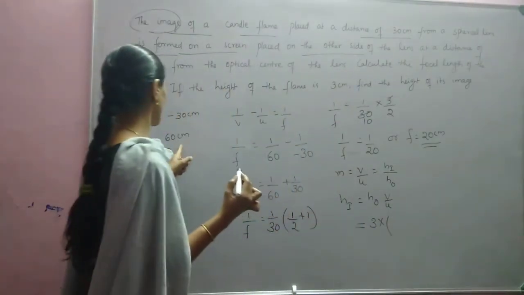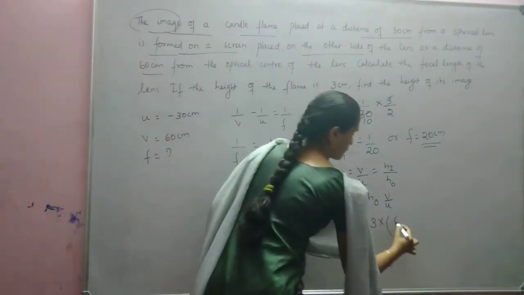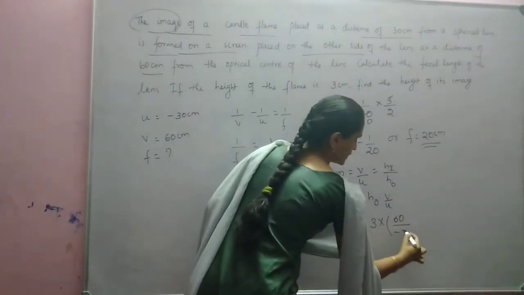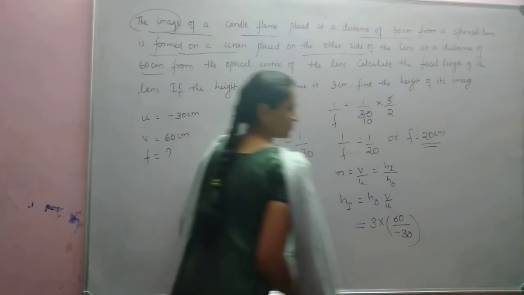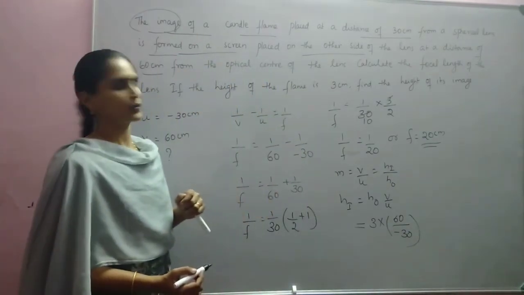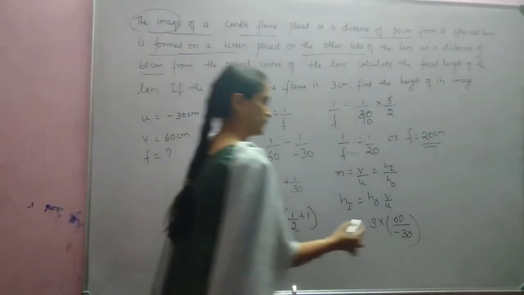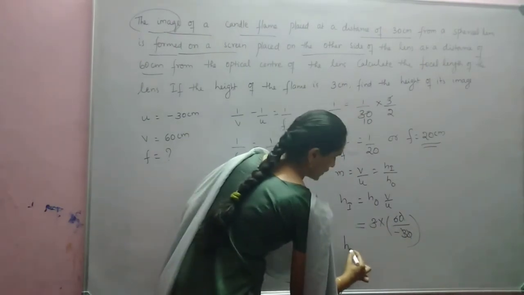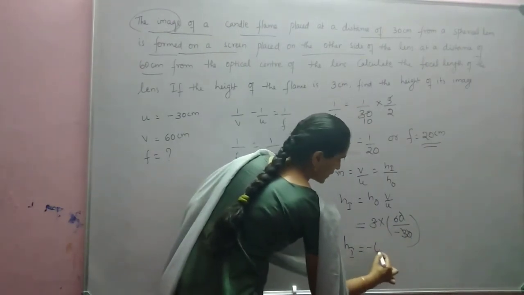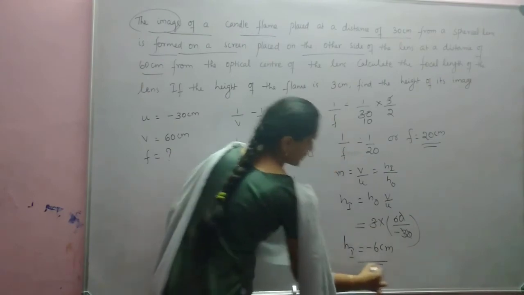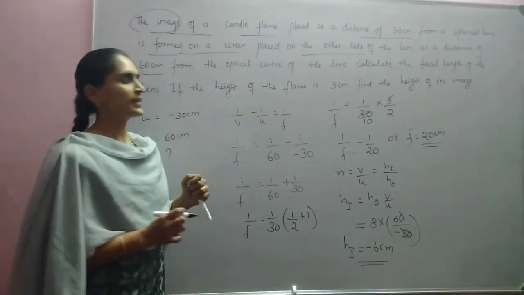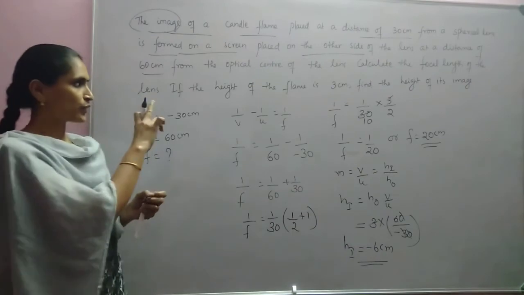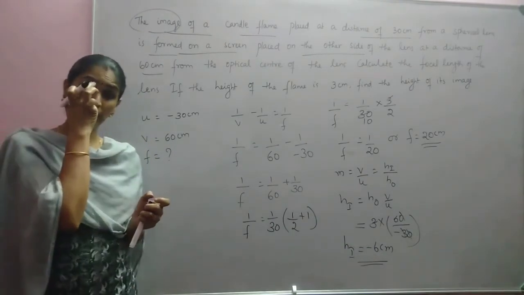V is positive quantity 60 divided by minus 30. What you got? Height of the image is equal to minus 6 cm. Height of the image is minus 6 cm. So height of the image is greater than height of the object.